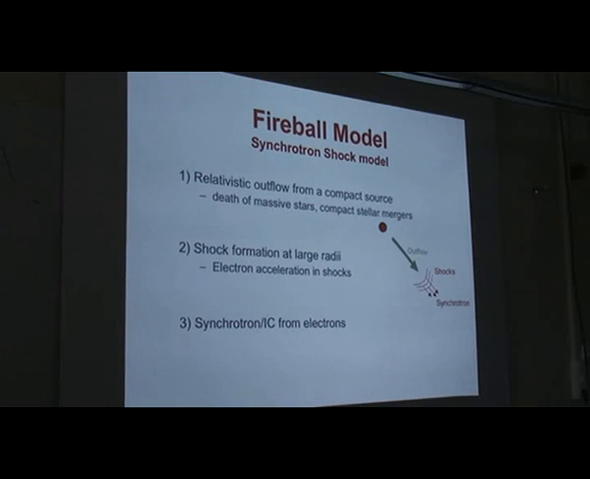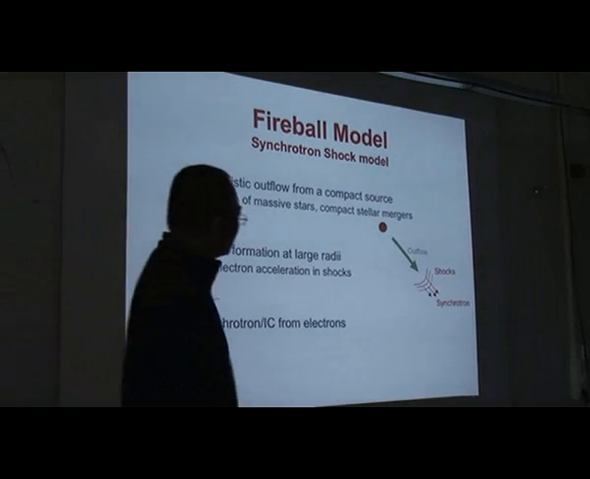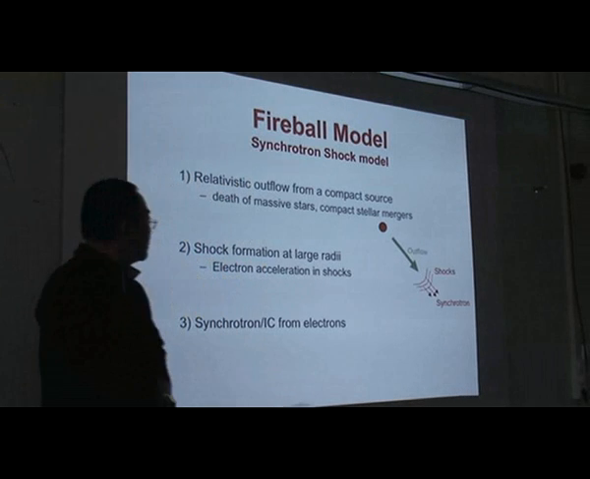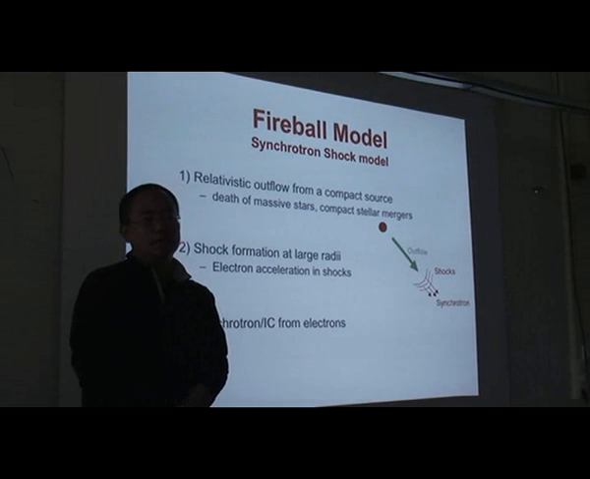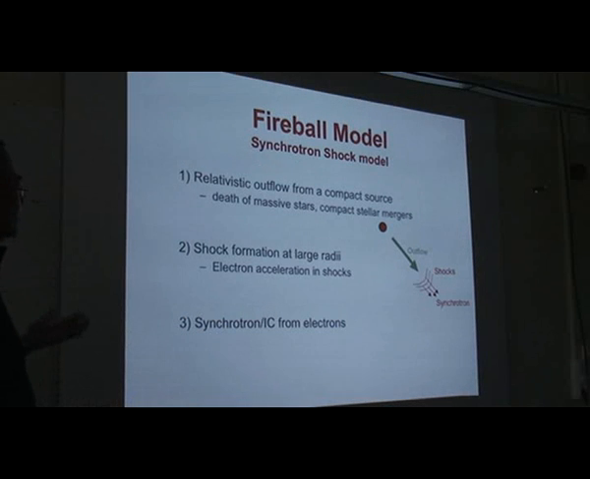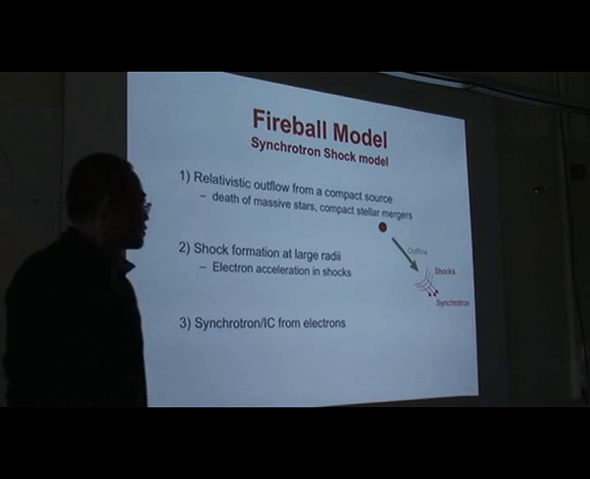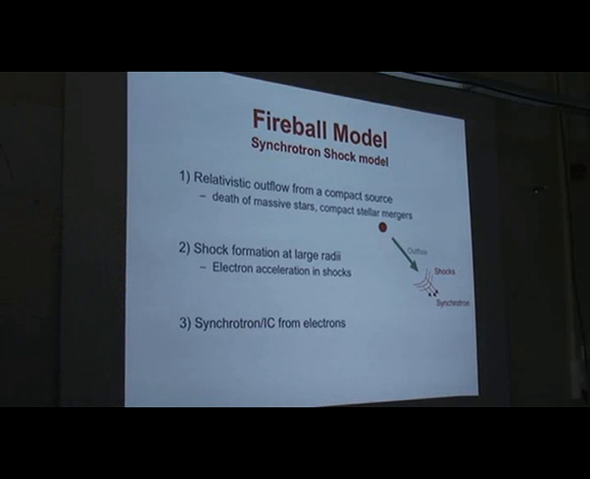The standard model, called the fireball model, consists of 3 steps. A relativistic outflow, the main topic of this program, is ejected from a compact source. The compact source might be the death of massive stars or compact stellar mergers, I mean neutron star or neutron star black hole mergers. This relativistic outflow creates a shock at large radius, and electrons are accelerated in the shocks. The electrons emit photons via synchrotron or inverse Compton processes. That's the basic idea of the standard model.